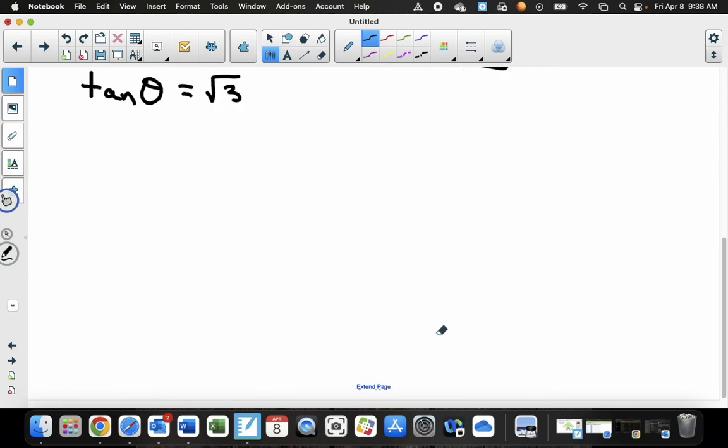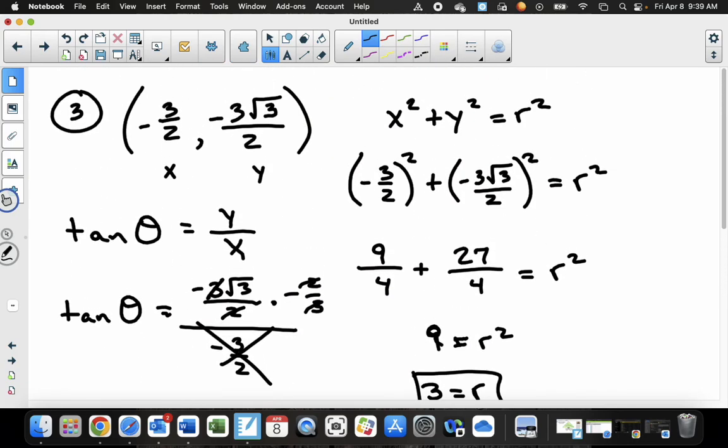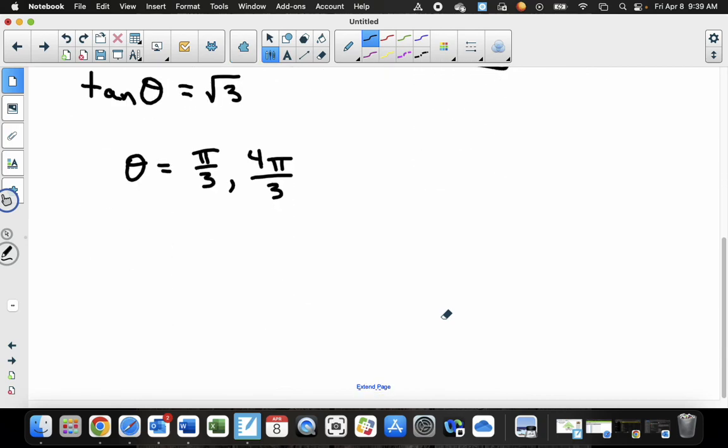And now we go to the unit circle and ask, what value of theta equals the square root of 3? One answer for theta is pi over 3. What's the other one? 4 pi over 3. So the next question is, how do I know which one is the right one? This is the last part. You go back to your coordinates. They're both negative, which puts you in which quadrant? Quadrant 3. So you use the quadrant 3 angle.